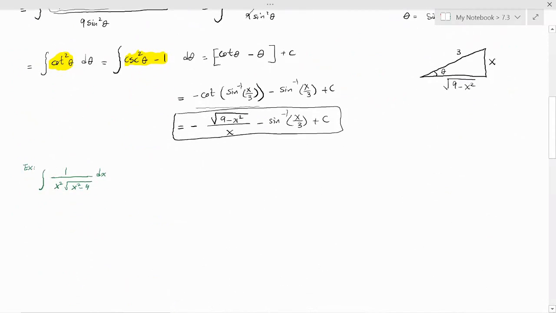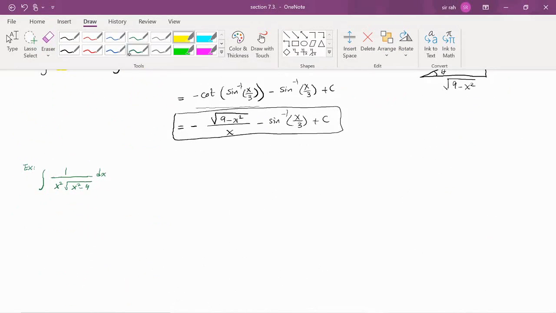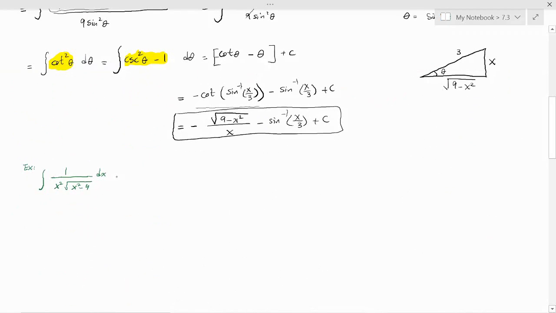Okay, let's look at the next example. If you look at this example, you should be able to guess what the choice of substitution would be. In this case, we choose x to be a, which is 2, the square root of 4, times secant theta. So this integral could be written as 1 divided by 4 secant squared theta multiplied by the square root of 4 secant squared theta minus 4.